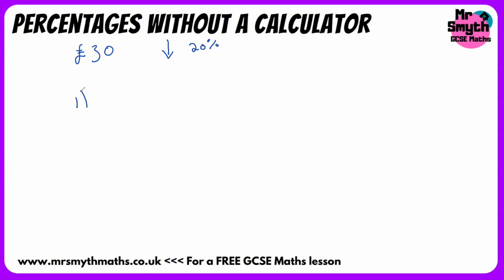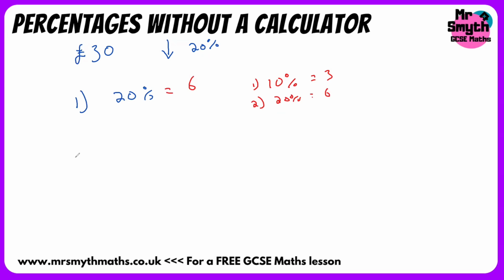Let's first of all work out 20% of 30, okay? So I want to work out 20% of 30. Remember, this is without a calculator. So first of all, let's work out 10%. So 10% is going to be divided by 10, which is going to give us 3, isn't it? Then let's times that by 2 to get 20%, which is going to be equal to 6. So we know that 20% is equal to 6.